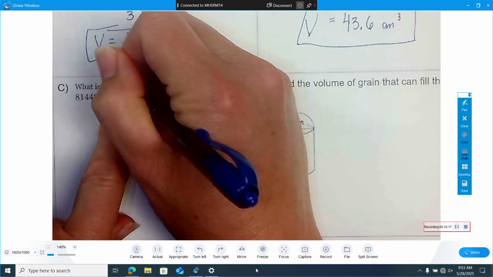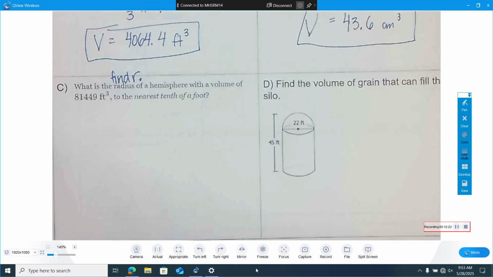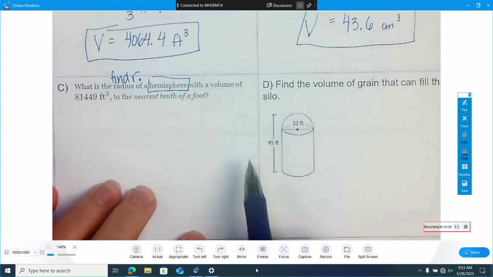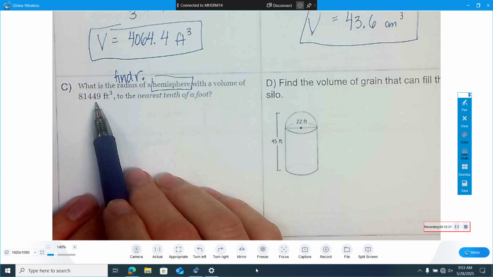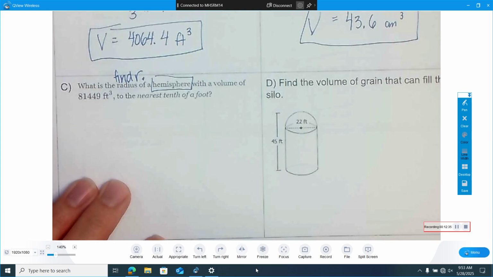Yeah, we've got to find r. So we're solving this. We need to find the radius of a hemisphere with a volume of that big giant number. Okay, well, what do you guys think? What should we do?